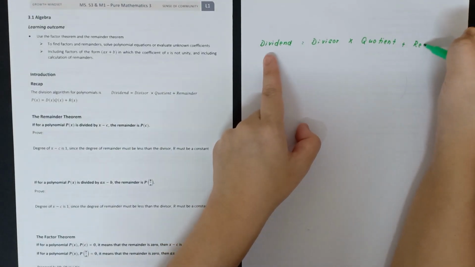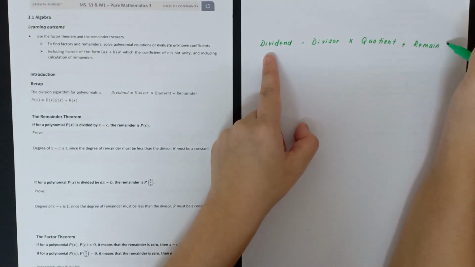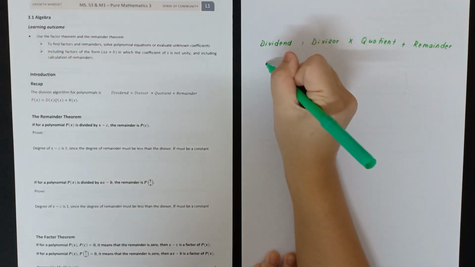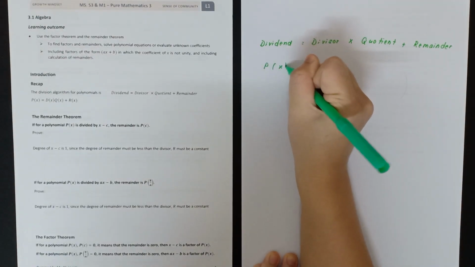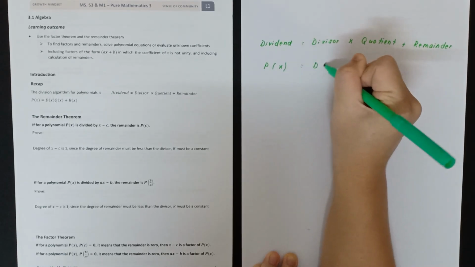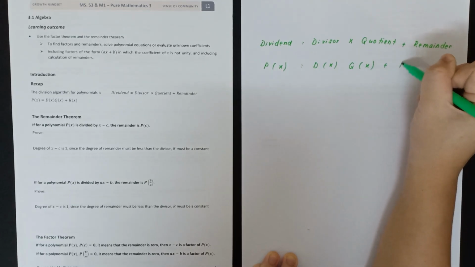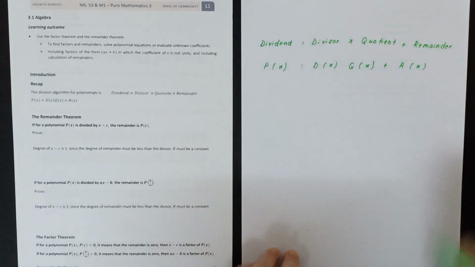The dividend is basically your original polynomial equation or expression. Your divisor is the term that you use to divide. The quotient is your answer. The remainder is what you are left with after you do the division. Sometimes we can write it as: a polynomial equals the divisor multiplied by the quotient, plus the remainder. So this is what we learned in the last lesson.